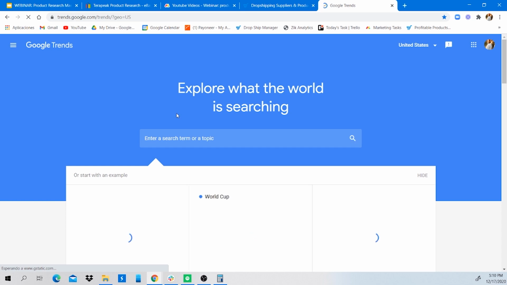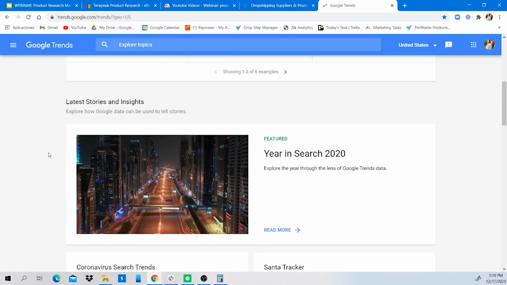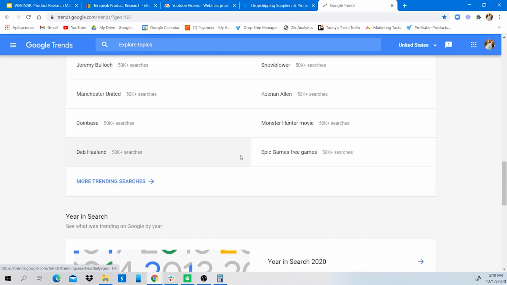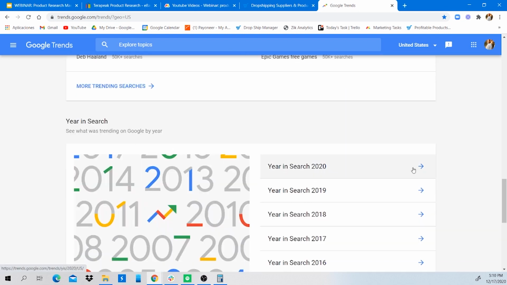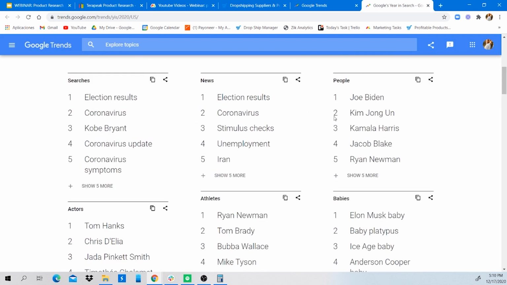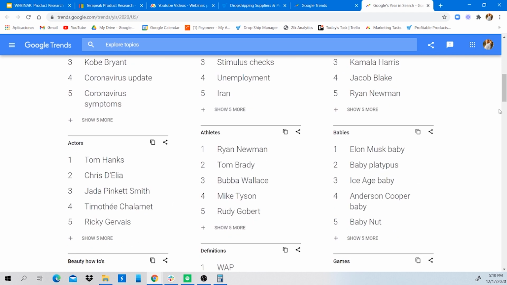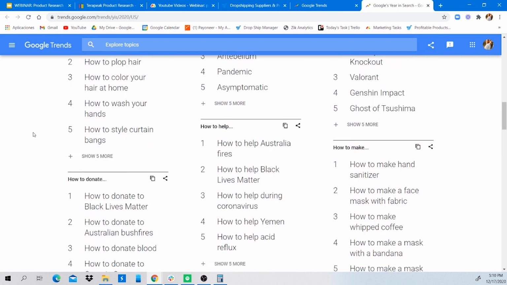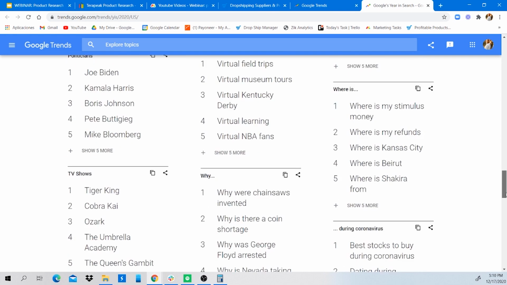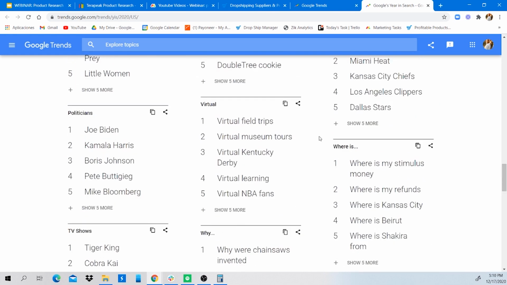So I normally go here and see what the trending topics are currently. You can see over here the Year in Search 2020. Let's see what people were searching. As you can see, we have news, searches, actors, athletes, babies, games, definitions, and so many other trending niches. But you're trying to find a product, or at least something that can relate to a product, right?